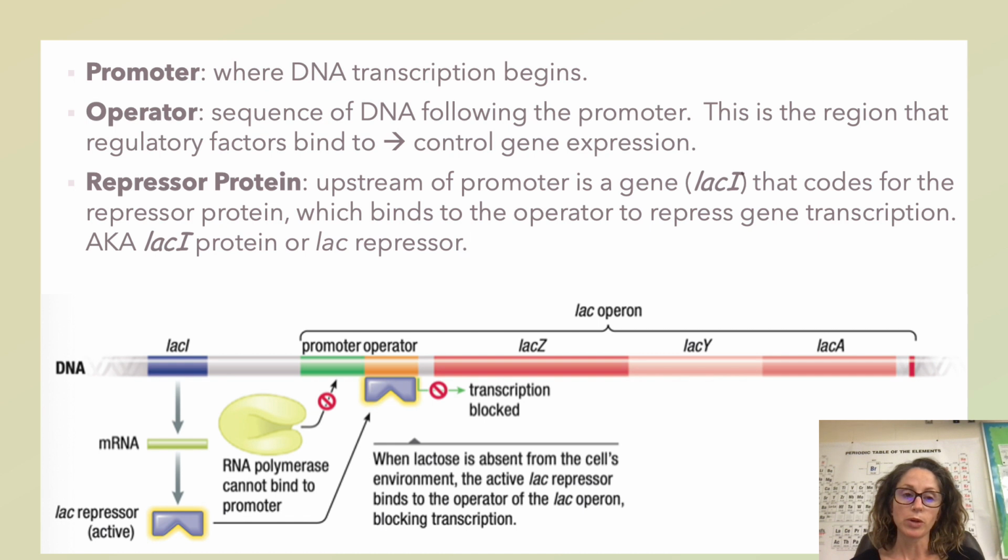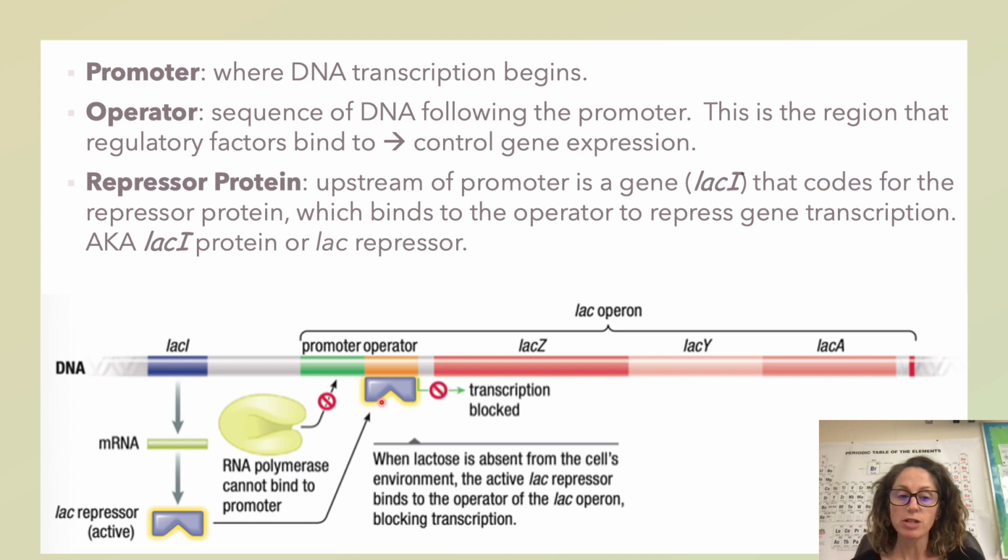So here's some wordage for the definitions. The promoter is where DNA transcription begins. Again, this is where the RNA polymerase would bind, unwind, and start transcribing the pre-mRNA. The operator is a sequence of DNA following the promoter. This is the region that regulatory factors, like a repressor, would bind to, and this controls gene expression.